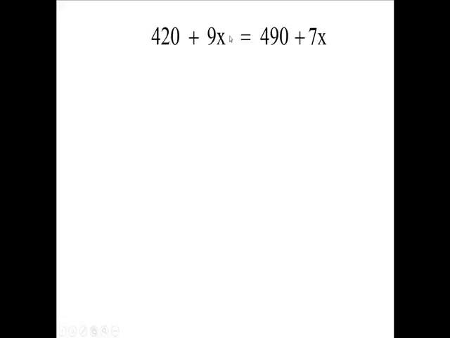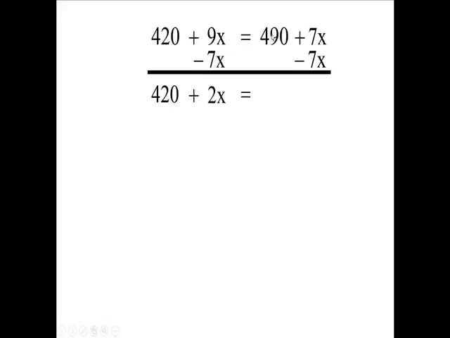The next thing I'm going to do is get rid of the smaller of the two x's. Of 7x and 9x, 7x is the smallest. I'm going to get rid of him by subtracting 7x from both sides. So bring down the 420. 9x minus 7x is 2x. This equals, bring down the 490, and of course these cancel to give you 0 over here, don't they? Okay. Now I've got 420 plus 2x equals 490.